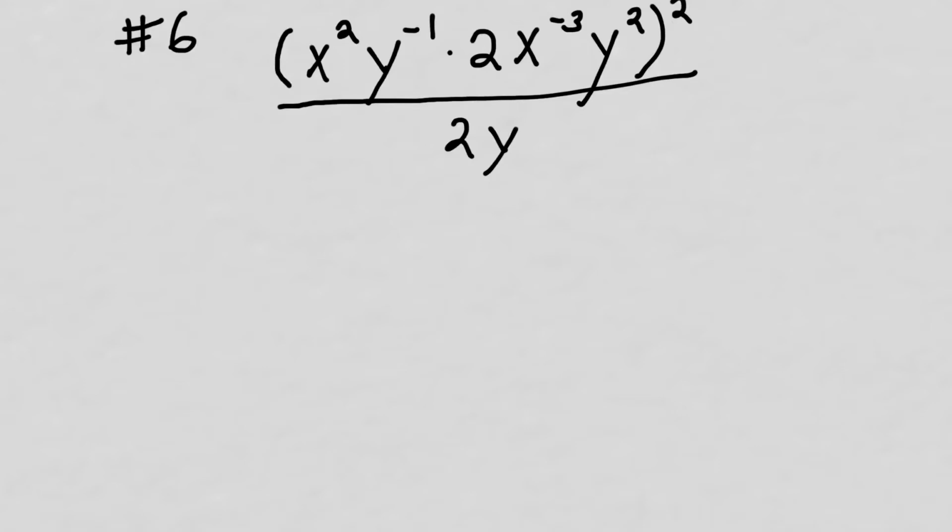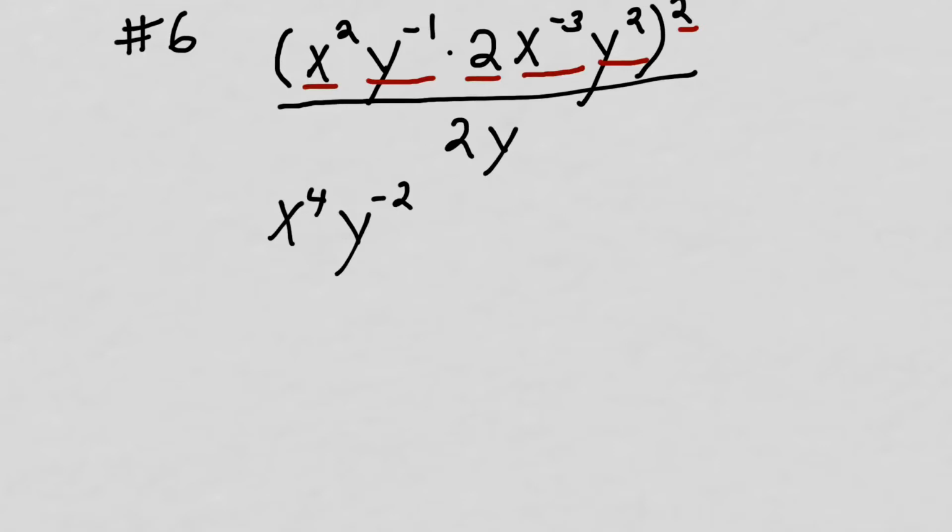The square over here, the 2, is going to apply to 5 things. It's going to apply to the x squared, to y to the negative first, to the 2, to x to the negative third, and to y squared. So let's just start taking them one at a time. x squared squared is going to give us x to the 4th. Multiplying the exponent of y to the negative 1st times 2, we get y to the negative 2nd.